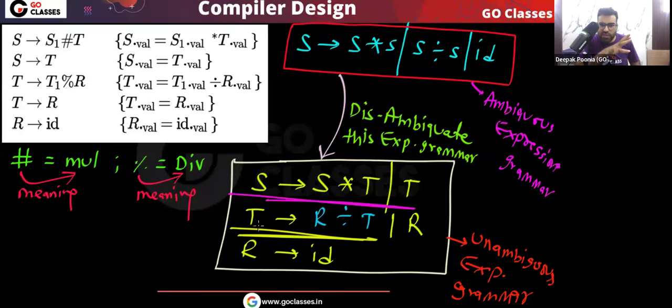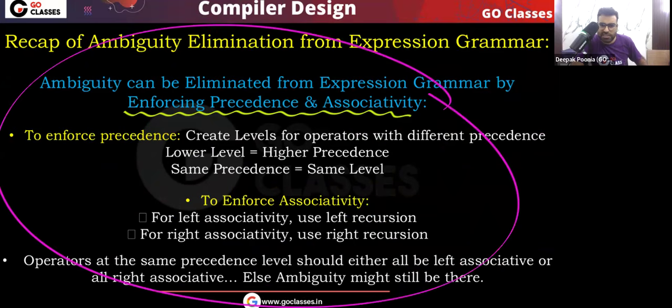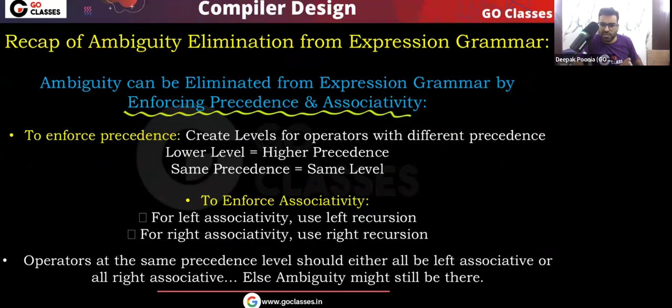So remember, on different levels, if you are using different associativity, that is fine, there is no problem. On different levels the operators can have different associativity, but on a particular precedence level, at the same precedence level, all the operators must be left associative or all the operators must be right associative. Otherwise, ambiguity might still be there. So basically, this is just the recap of ambiguity elimination from expression grammar. All these concepts we have already seen in the previous lectures. This is just a recap.